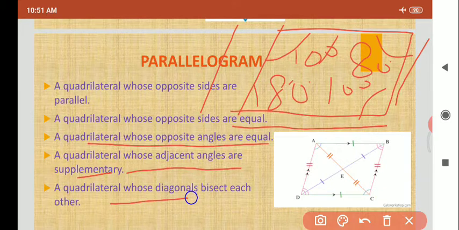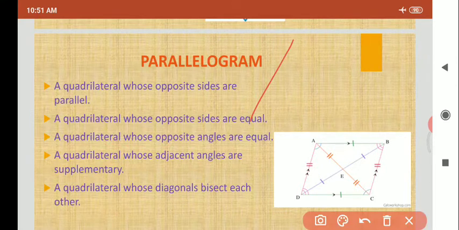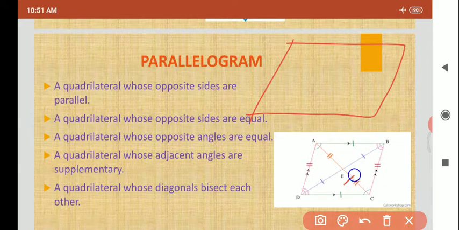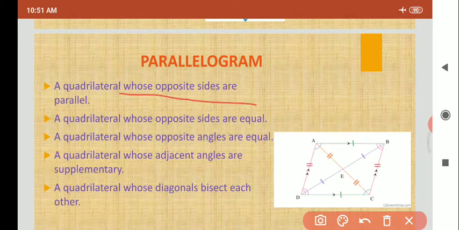And the other property is that the diagonals bisect each other. Diagonals bisect each other, like this one already given: EC equal to AE and DE equal to BE. So these are the properties of a parallelogram. The important one you should remember: in a parallelogram, opposite sides are equal and opposite angles are equal. Opposite sides are equal and parallel.